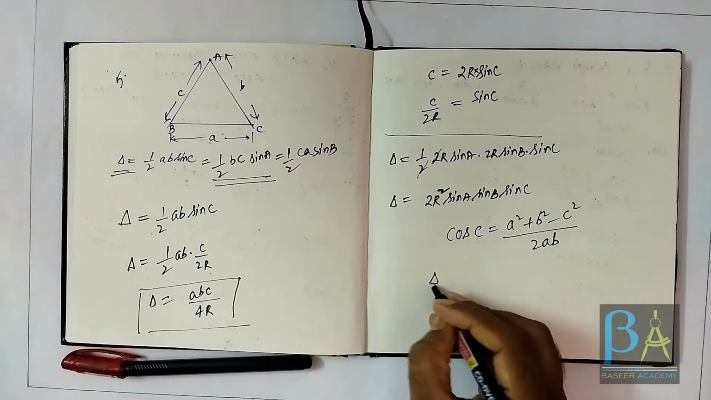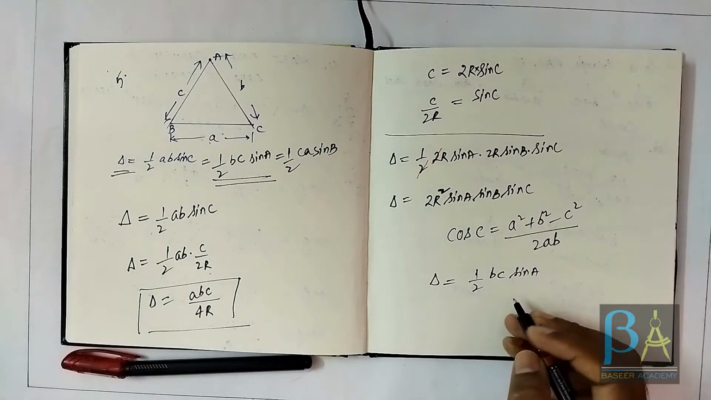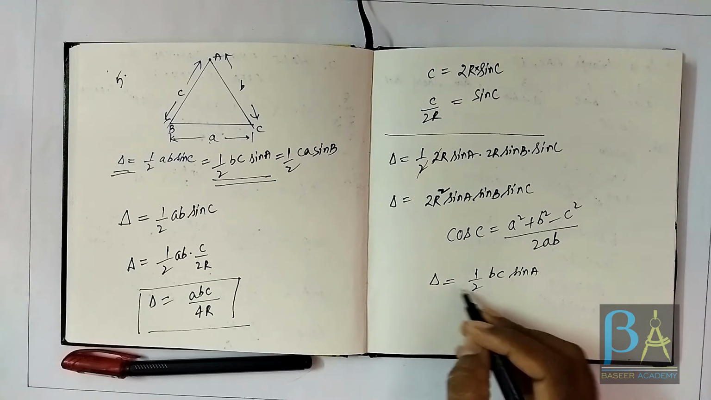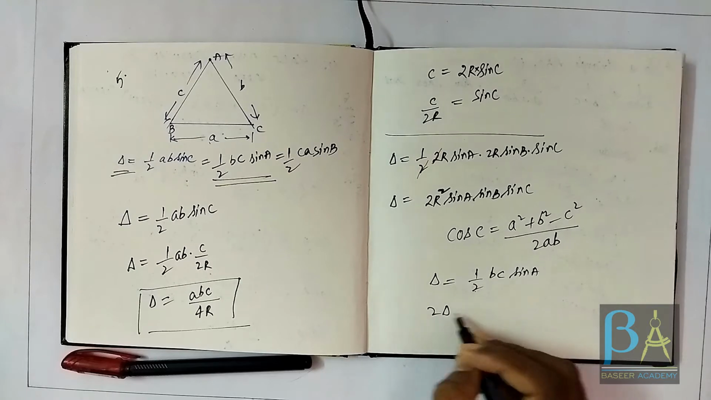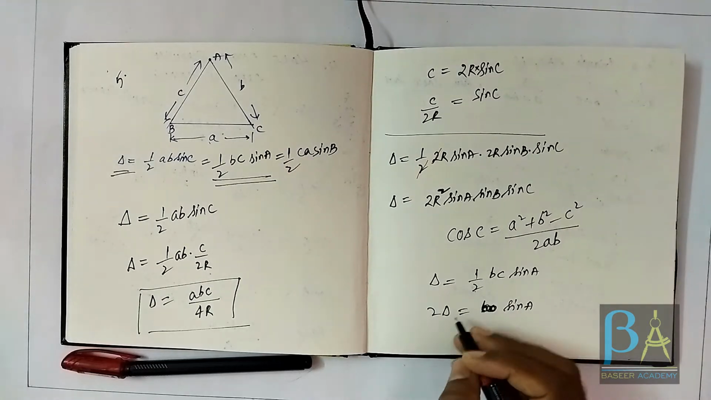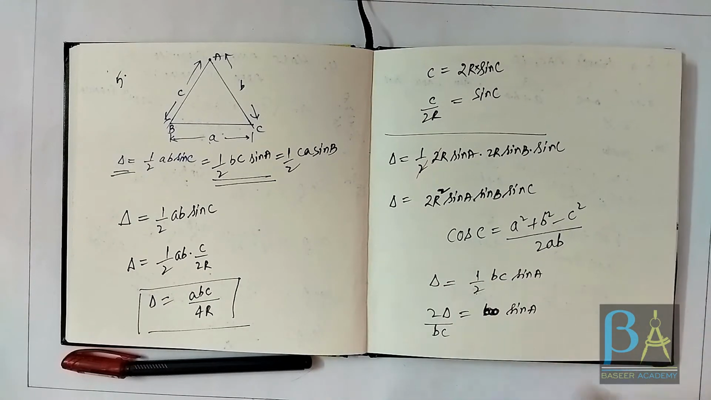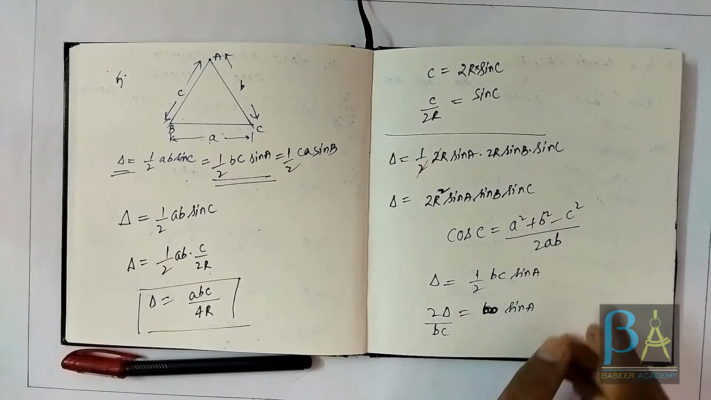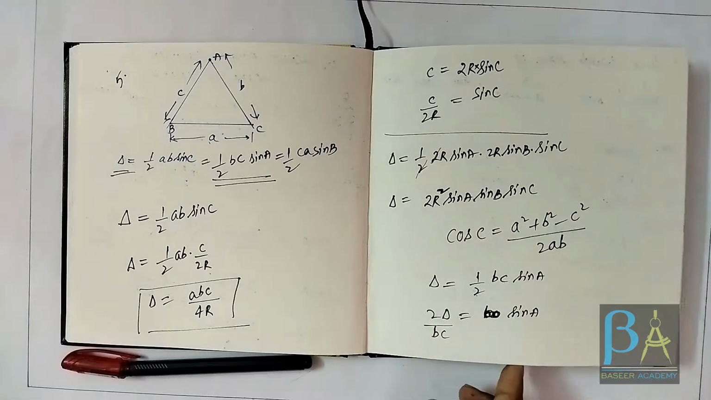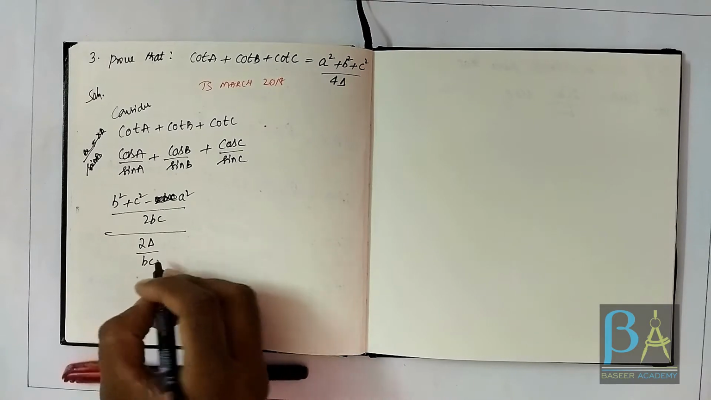Now if I use this, area of a triangle is half BC sin A. Now you would know that the 2 is dividing on the right hand side, so it will multiply on the left hand side. 2 into delta, 2 delta, is equal to BC sin A. BC is multiplying on the right hand side, so it's going to divide on the left hand side. So sin A can be written as 2 delta by BC, isn't it? So in place of sin A, let me write 2 delta by BC.